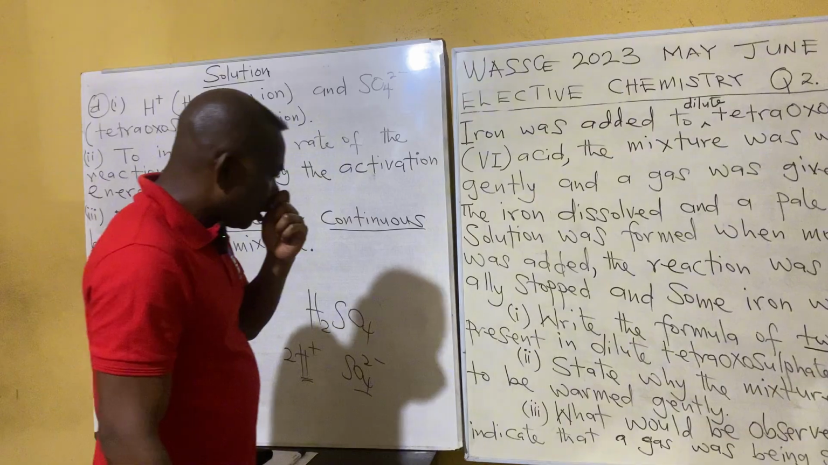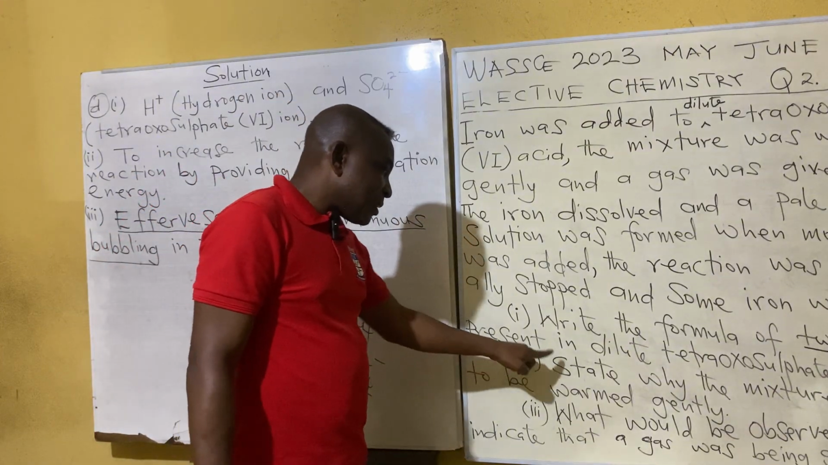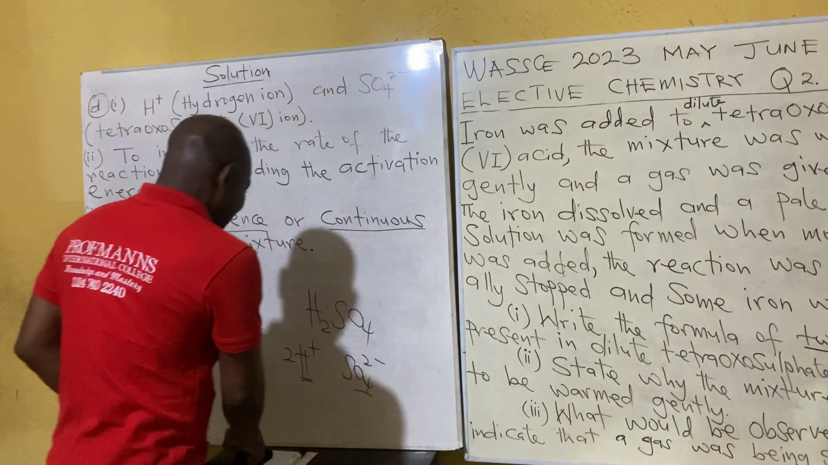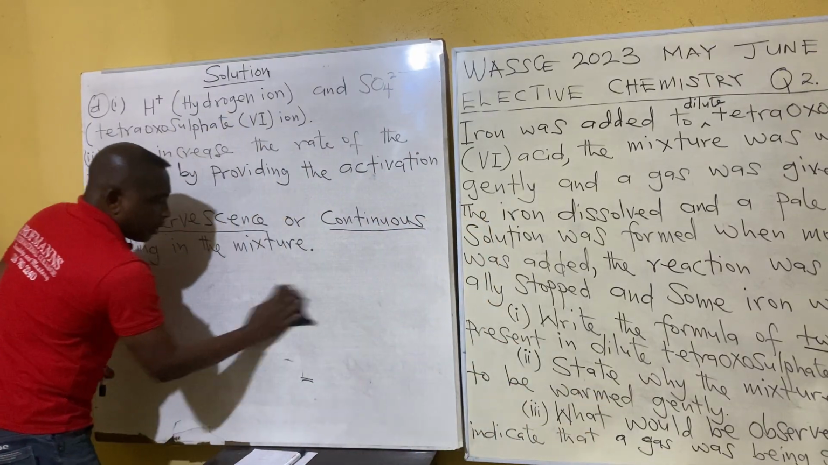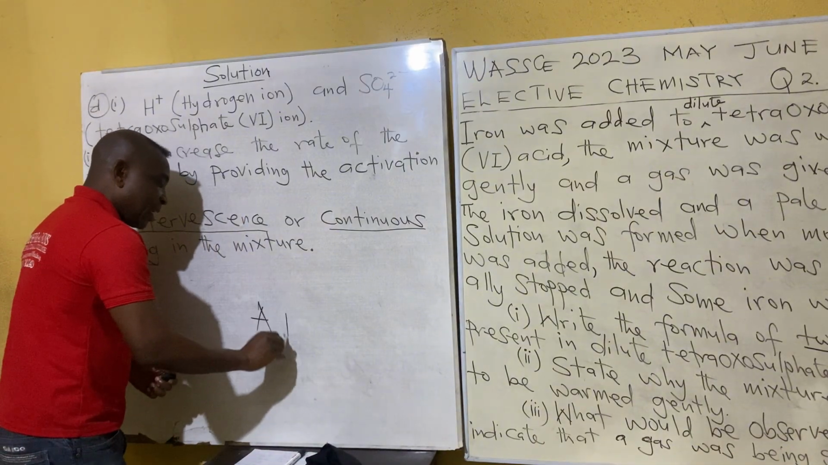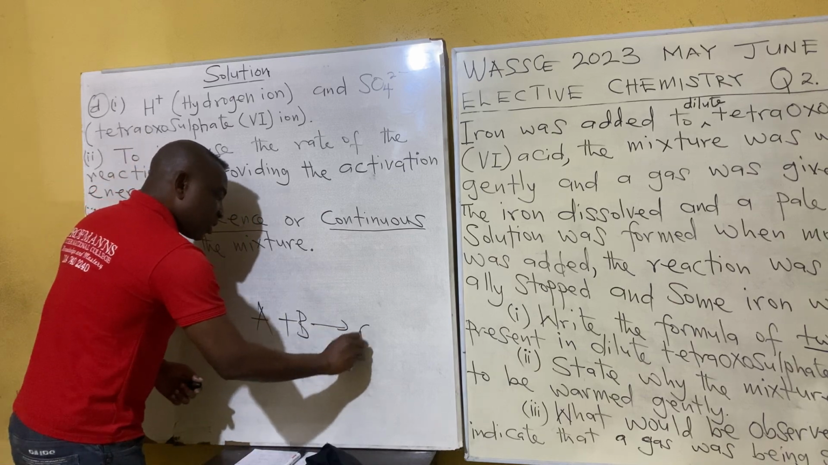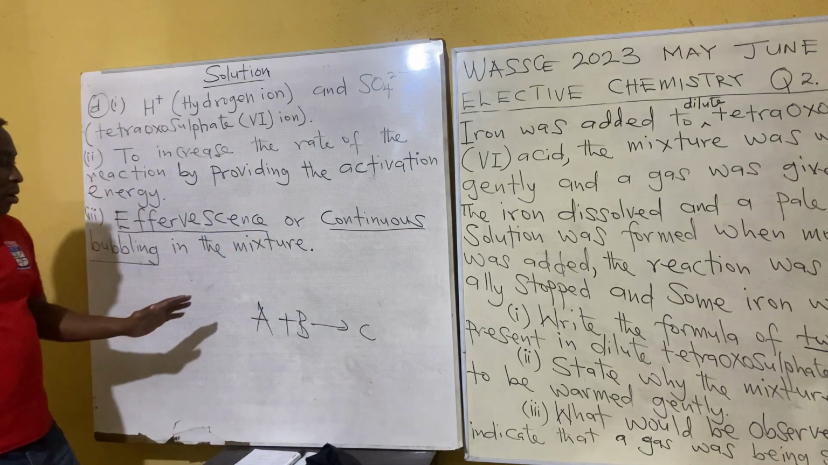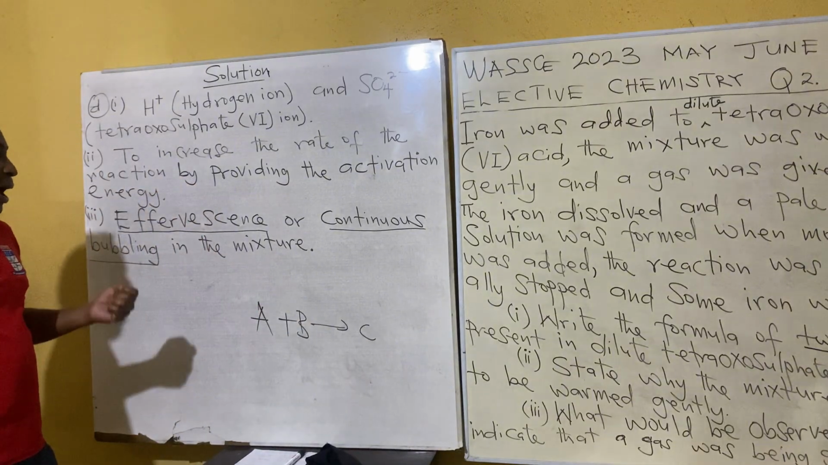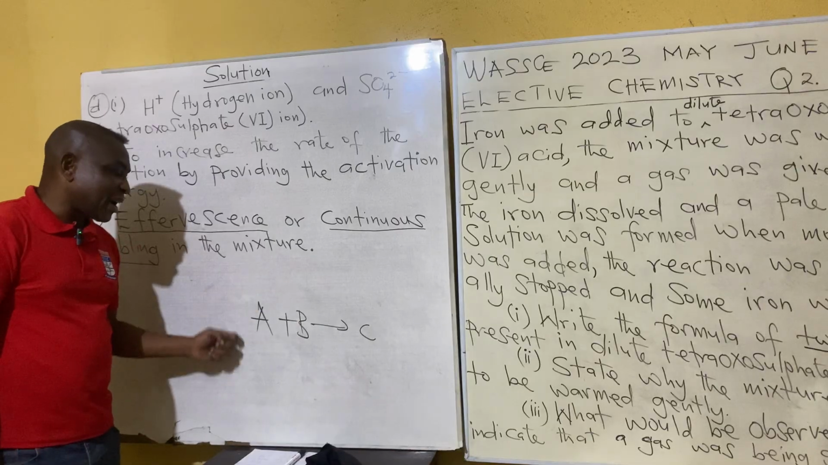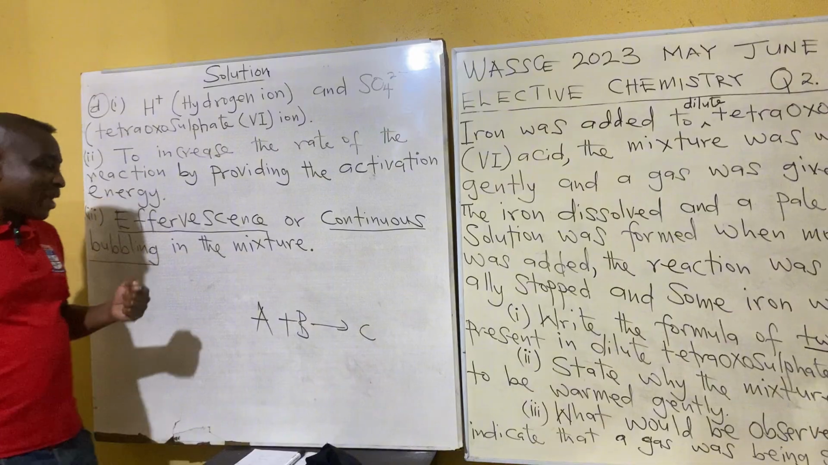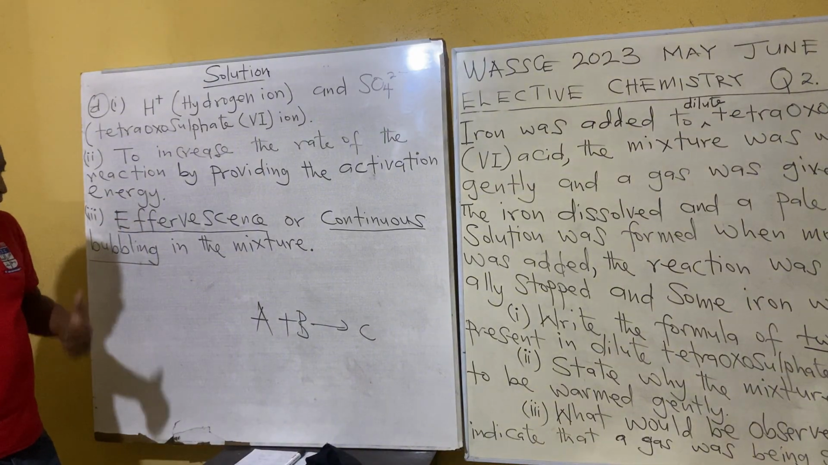Now, question number 2, that is, state why the mixture had to be warmed gently. Before a reaction occurs, let's say substance A reacting with substance B producing substance C, there must be a minimum energy that has to be overcome before the reaction will take place to produce C. And that minimum energy is referred to as activation energy.